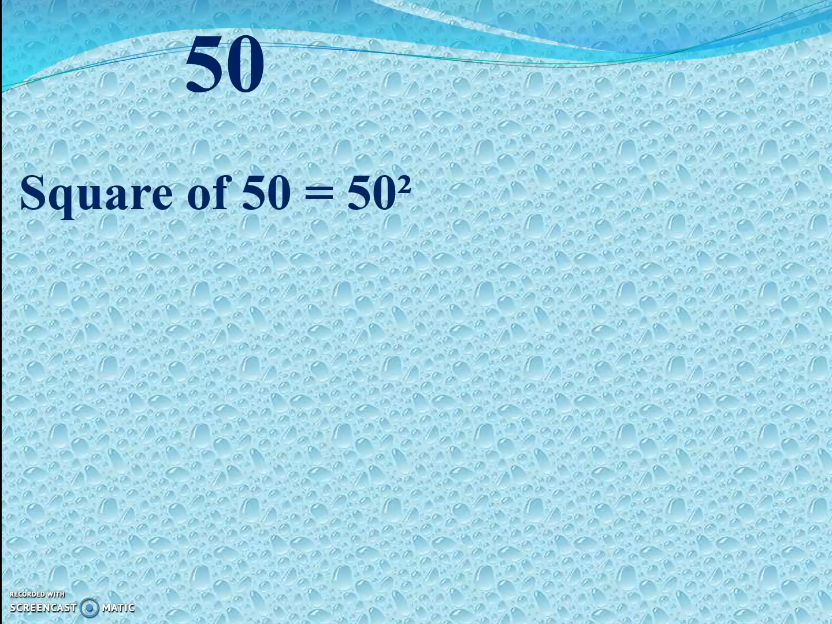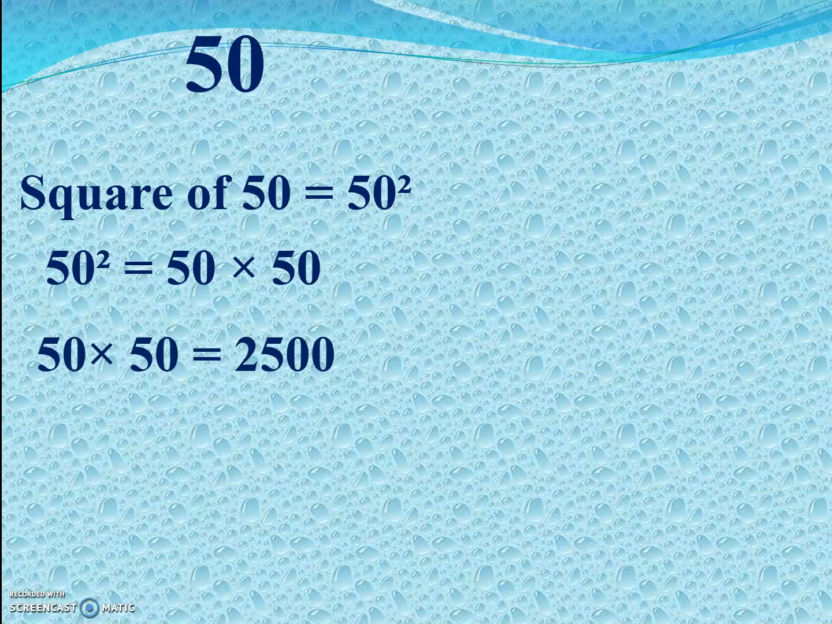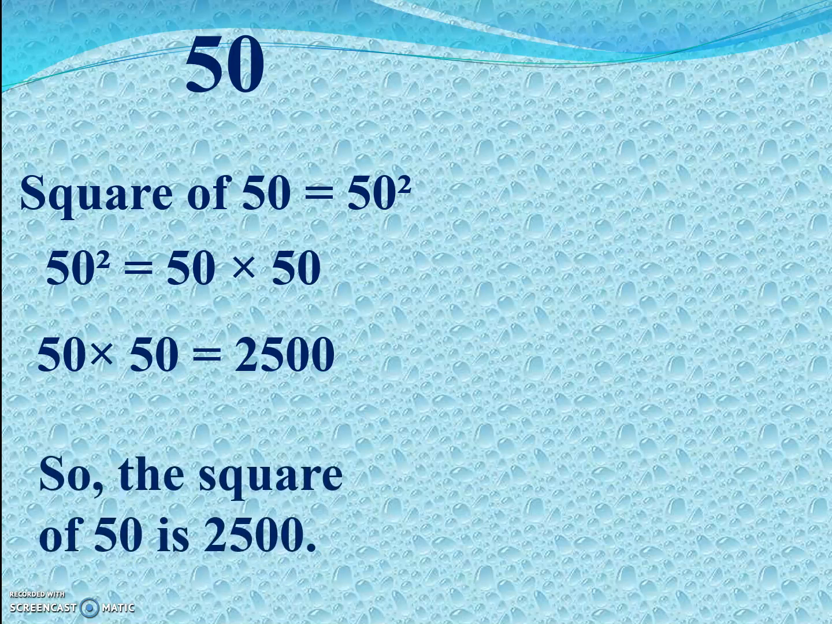Now let's see some of the other examples. Now we'll see an example of a double digit. Square of 50 is equal to 50 square. 50 square is equal to 50 multiplied by 50. Now we know how to multiply numbers including 0. We add the number of zeros. So 50 multiplied by 50 gives us 2500. So the square of 50 is 2500.